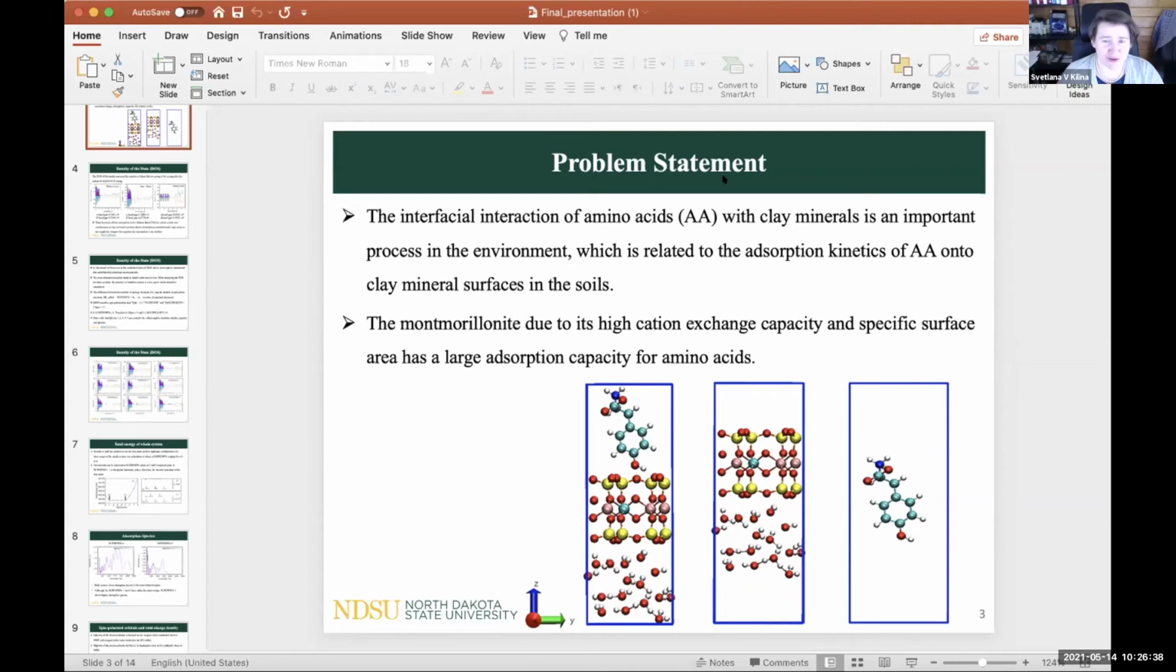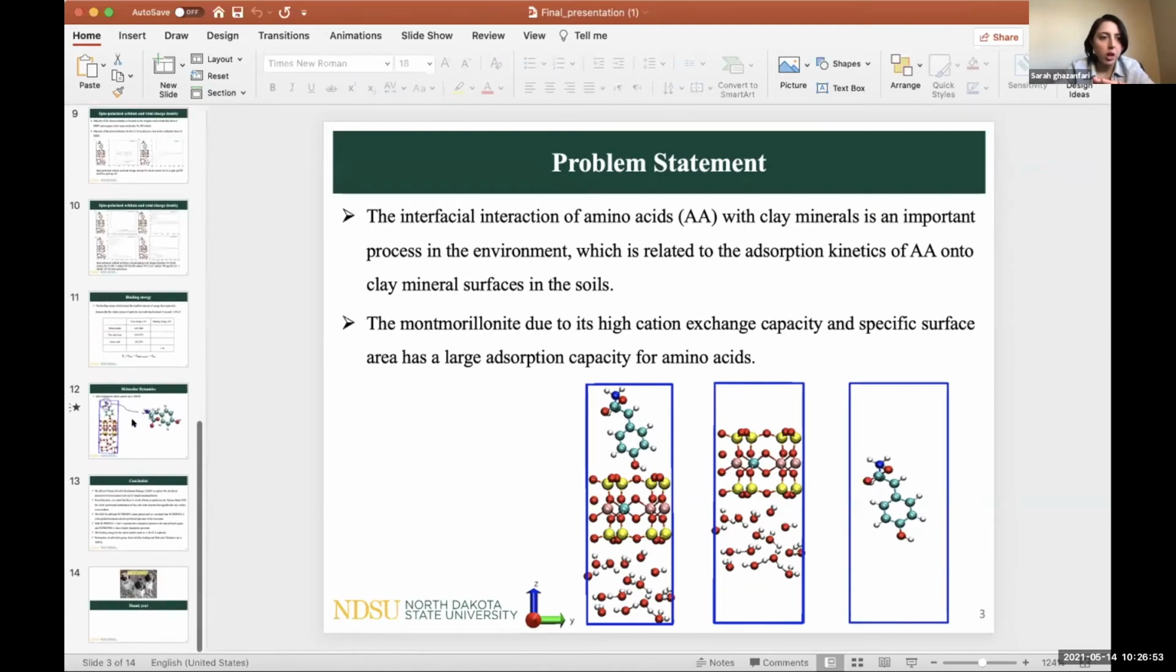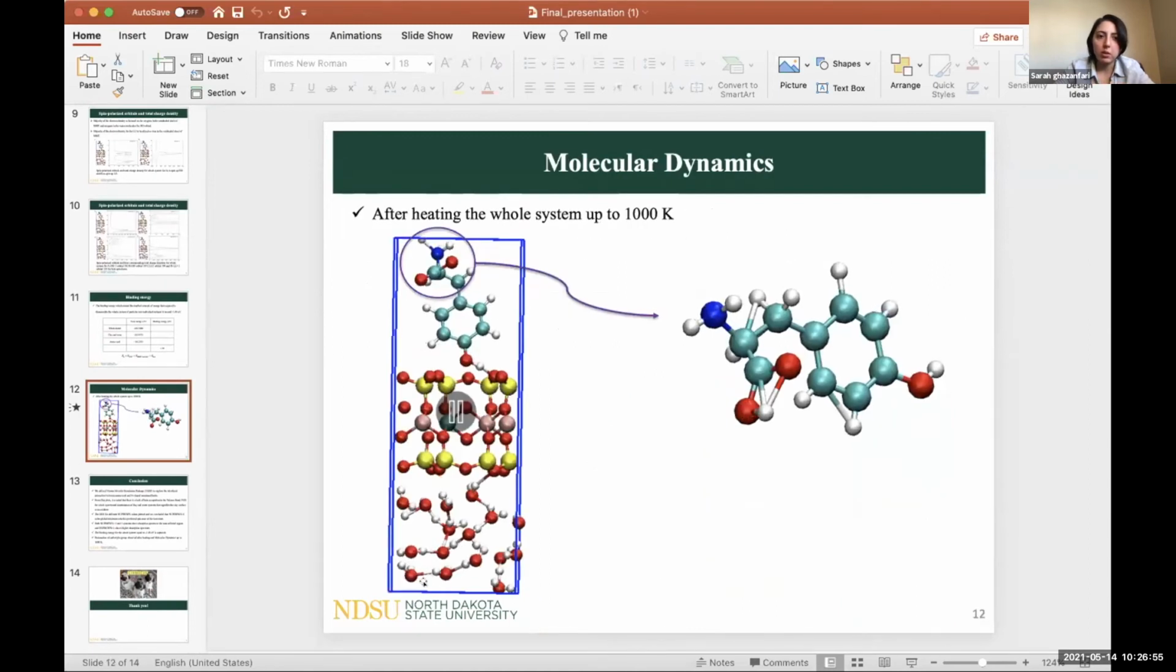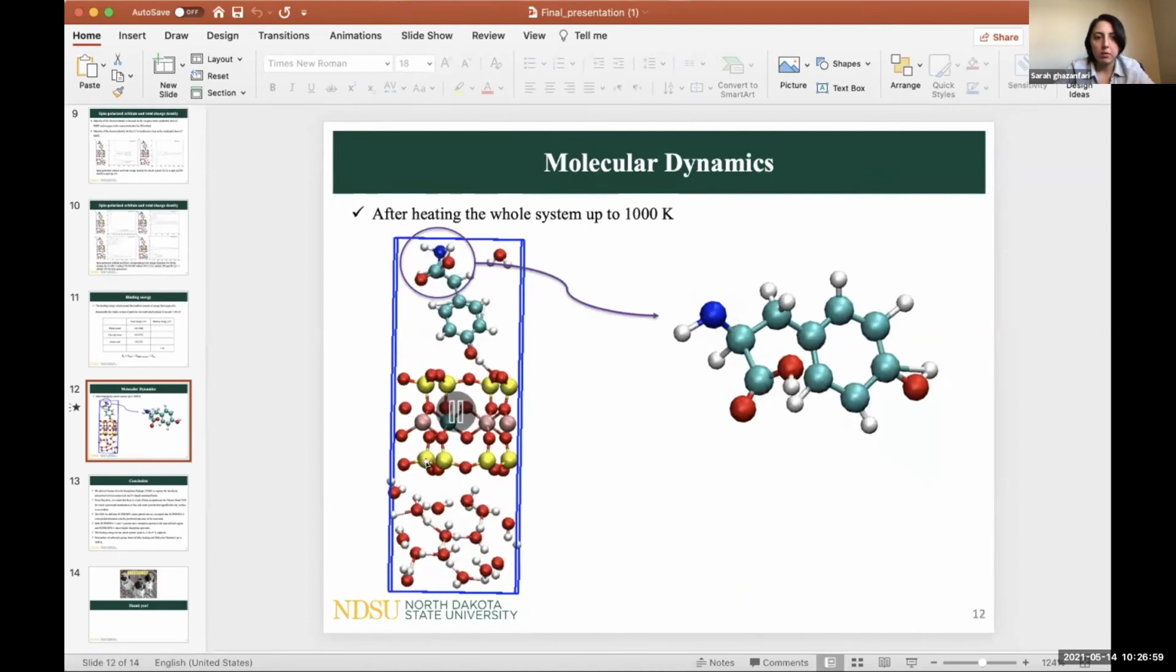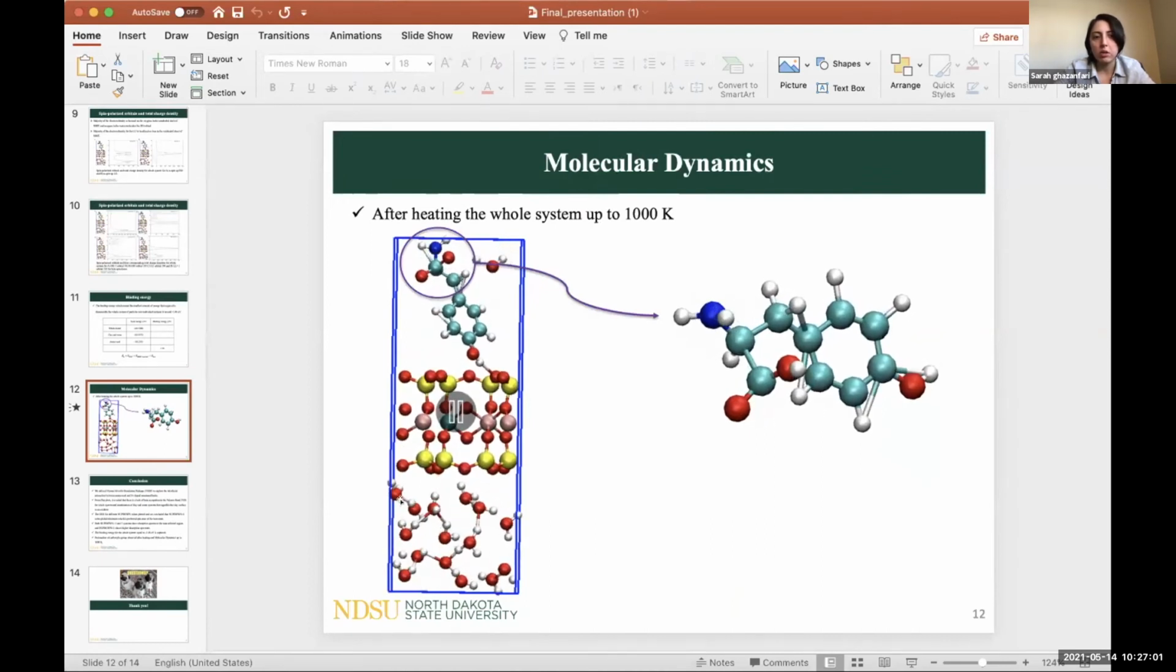But then why is your water not really interacting with your molecule? Why is it not really surrounding the molecule? This is just a snapshot after geometry optimization. But in the molecular dynamics, you can see that there is some interaction between the amino acid and water molecules, and also the clay surface.